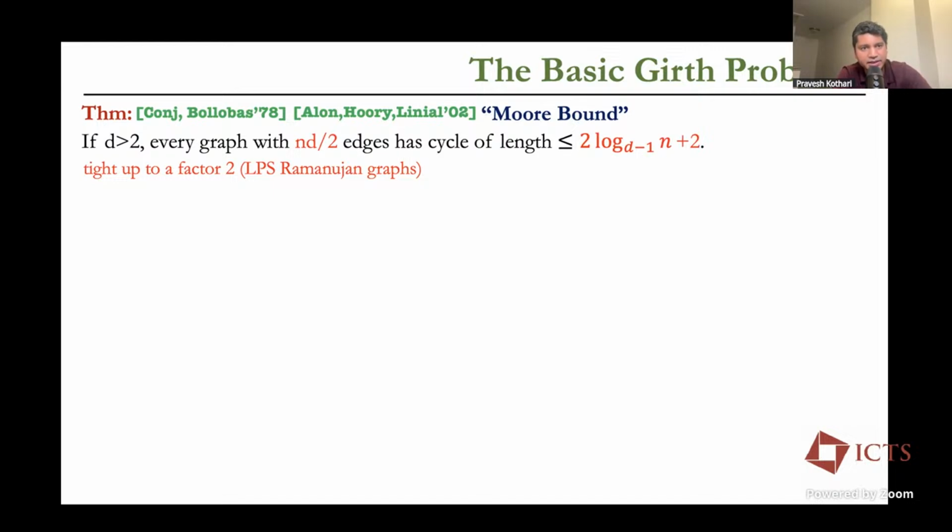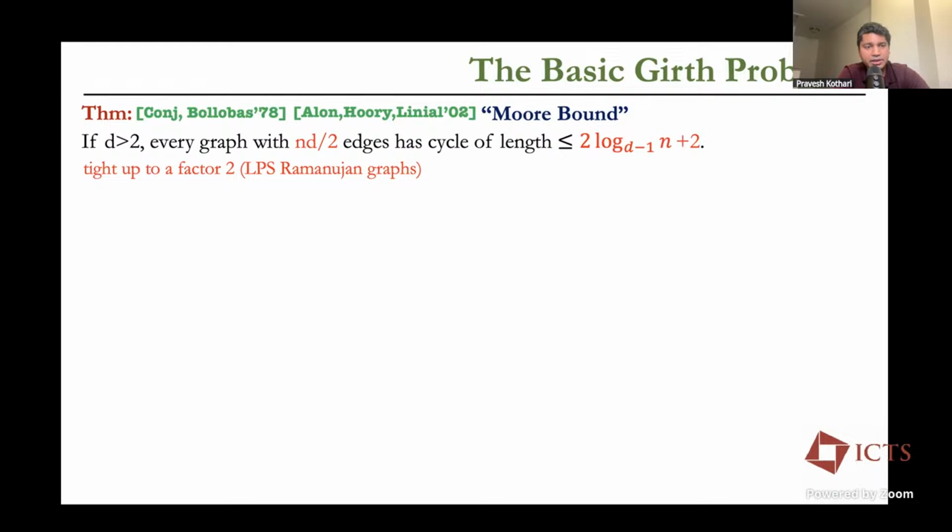This is actually in his graph theory book, and it was proven as a theorem by Alon, Hoory, and Linial in a very classic paper. It says the following simple fact: if you take a graph on n vertices and say its average degree is d, so it has nd over 2 edges equivalently speaking, then such a graph must have a cycle of length logarithmic in n.